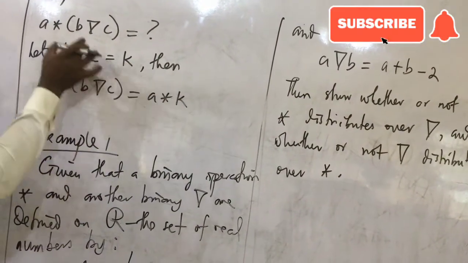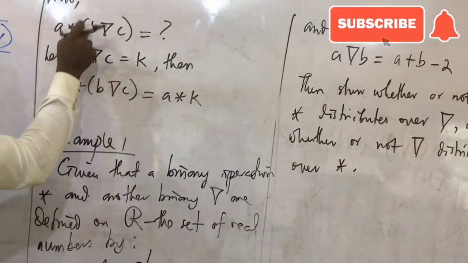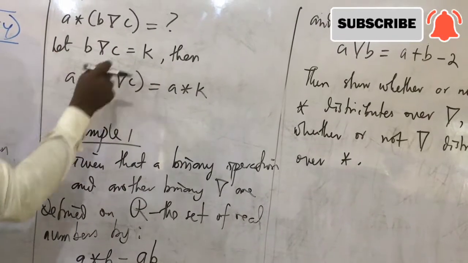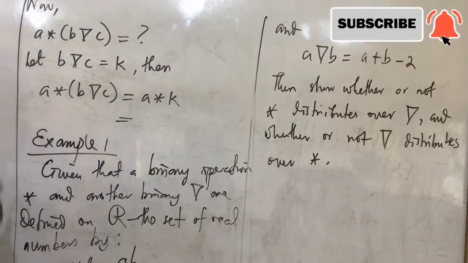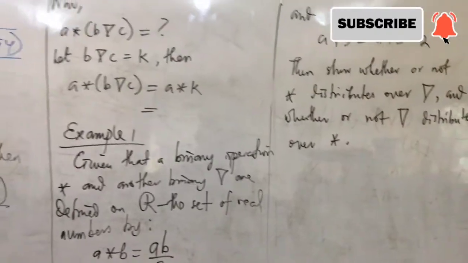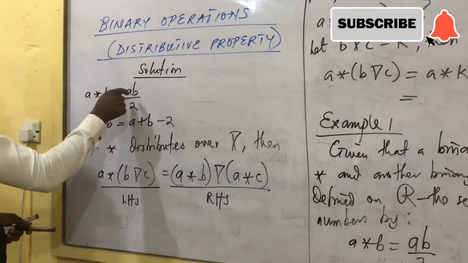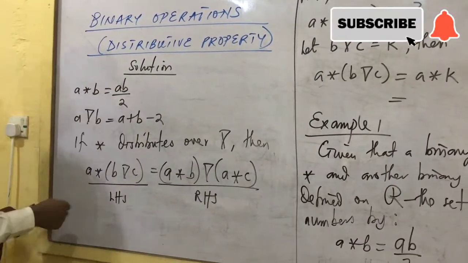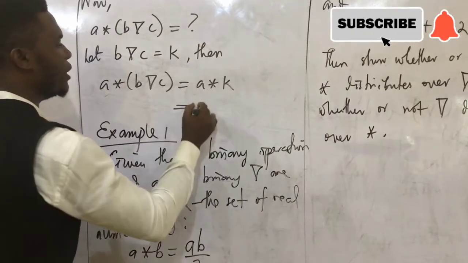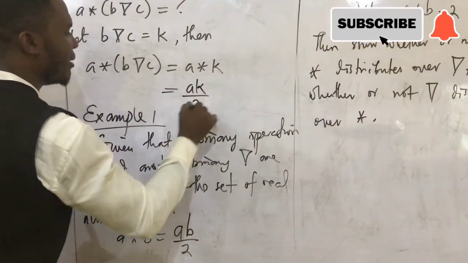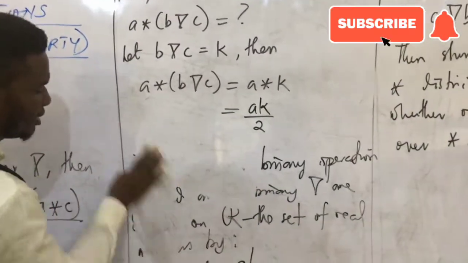So I'm using K to represent everything in the bracket, B nabla C, implying that A asterisk whatever is in the bracket will now reduce to A asterisk K. Now, how did we define A asterisk anything? We defined A asterisk B as the multiplication of A and B all over 2. So by that definition, A asterisk K will be the product of A and K divided by 2. Okay? Now, let's move ahead.